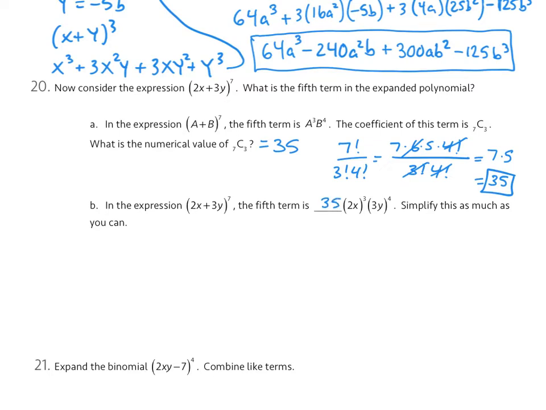And then just to make it clear for you, when we look at 2x plus 3y to the 7th, if we think about it as a plus b to the 7th, then the fifth term is a cubed b to the 4th. A is 2x cubed, b is 3y to the 4th. So we have something cubed, something to the 4th. And now I just simplify this as much as you can. I'll show this in steps. And there's the final result.